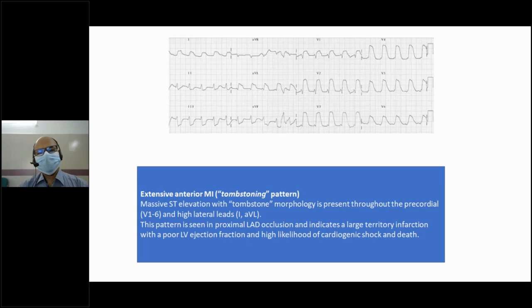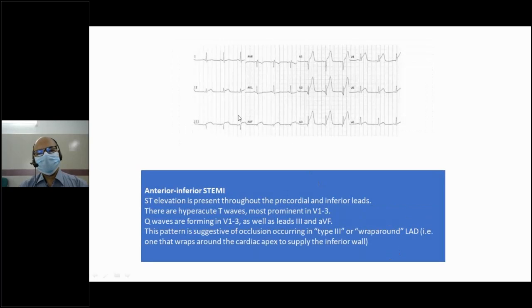This is another presentation of extensive anterior myocardial infarction. This is called the tombstoning pattern, hyperacute T wave, ST elevation, sinus tachycardia, prominent stress changes on the ST segment. This is another, anterior and inferior. This patient has anterior and inferior involvement. This is anterior, this is inferior, inferior 2, 3 ST elevation.